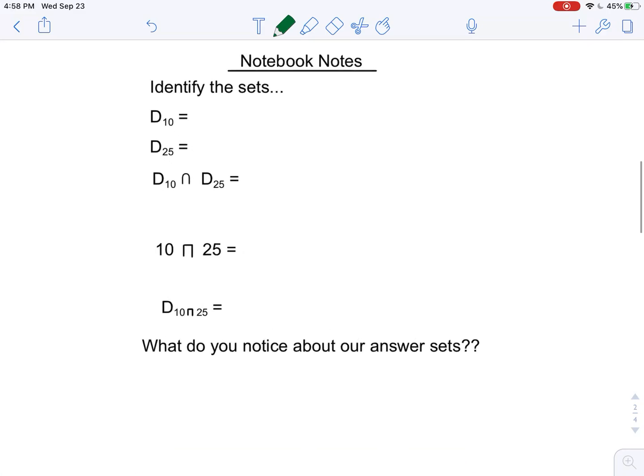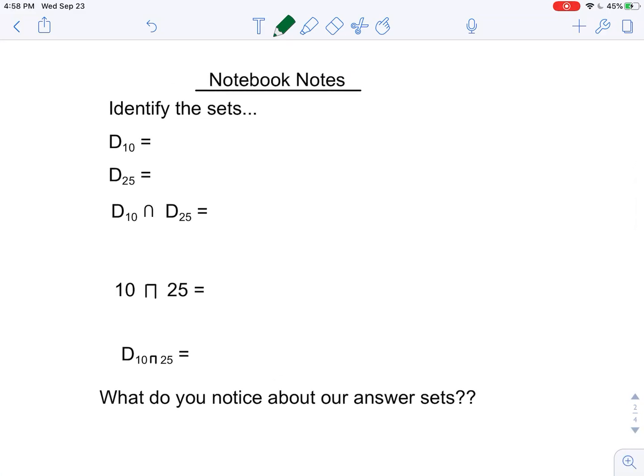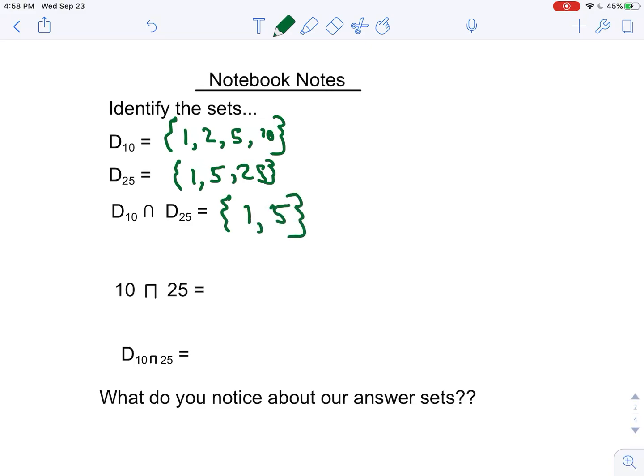So moving on here, if I ask you to identify these sets as indicated, this is asking for the divisors of 10. Now, there are multiple strategies you should have at your disposal, but whatever the case, you should be coming up with 1, 2, 5, and 10. And the divisors of 25, of course, will be 1, 5, and 25. Now, if I ask for the intersection of those sets, recall that intersection means what values are in both. So that's going to be the set of 1 and 5. And if I ask for the greatest common factor of 10 and 25, of course, that's 5.